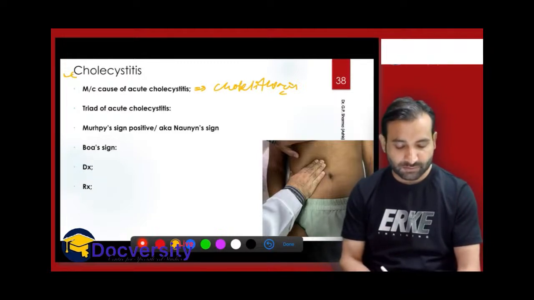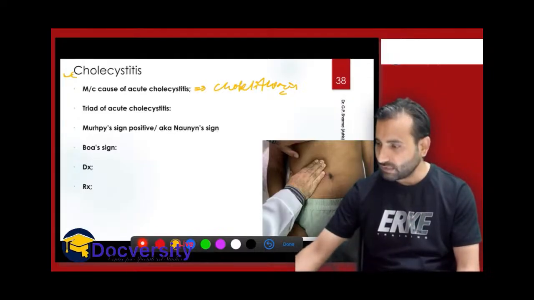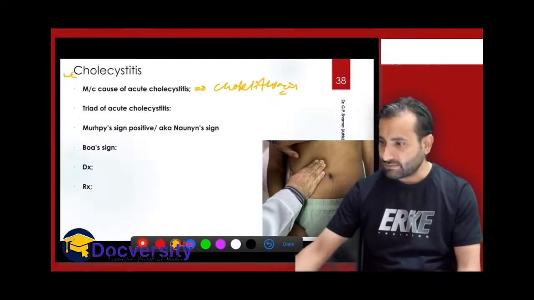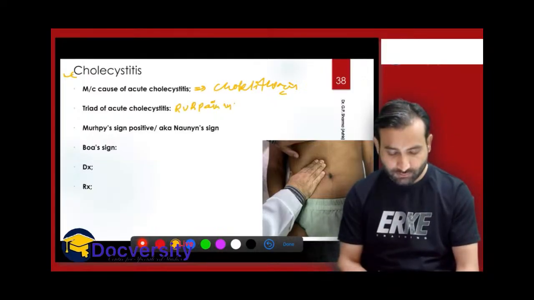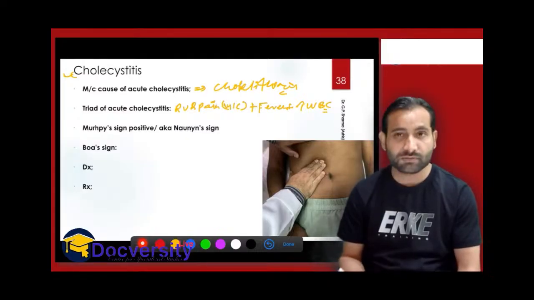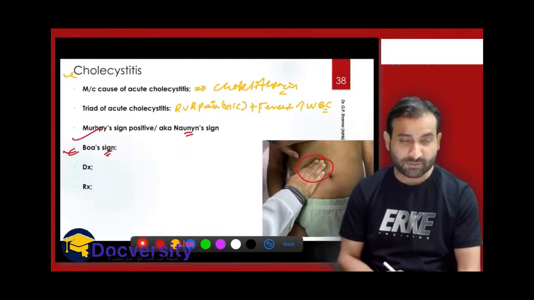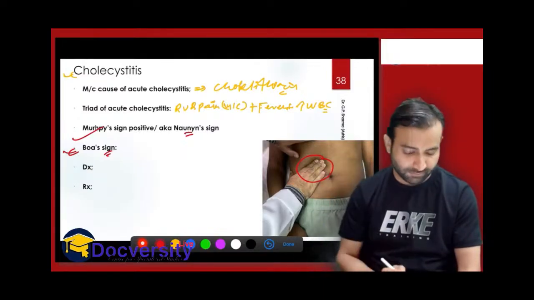And the triad of acute cholecystitis, please remember this one, question in the exam, right? The patient may have right upper quadrant pain, RUQ pain, the most common symptom in the exam. And the patient has fever, plus increased WBC, that is leukocytosis. And the patient has Murphy sign positive, also called Naunyn's sign. And Boas sign also positive, that means hyperesthesia inferior to the scapula will be there.